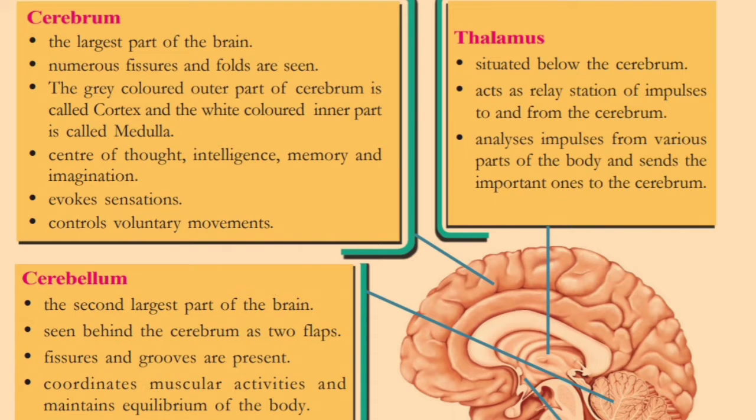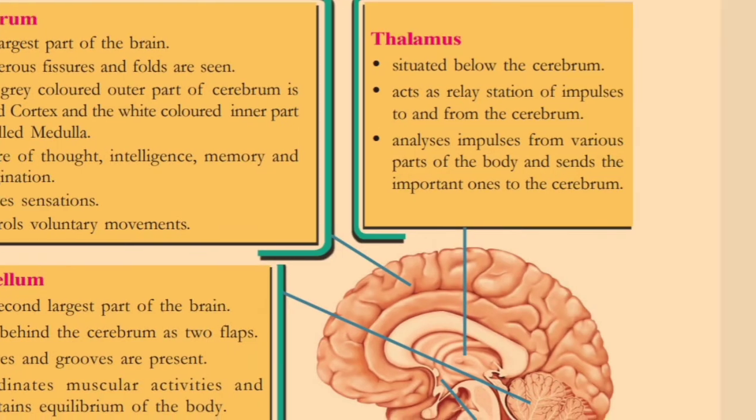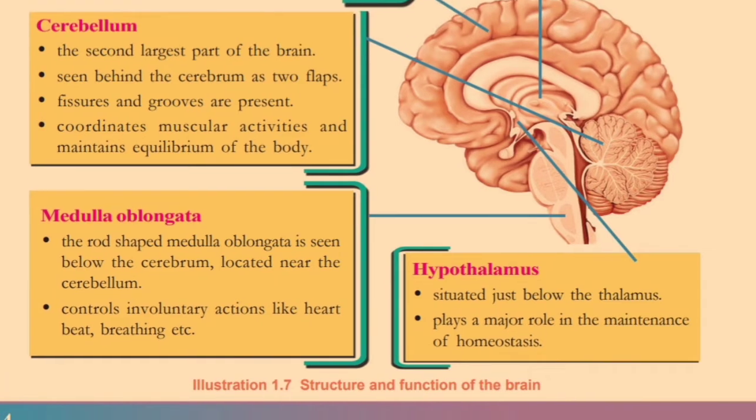Thalamus analyzes impulses from various parts of the body and sends the important ones to the cerebrum. It analyzes impulses from various parts of the body, realizes the important ones and sends them to the cerebrum. This is the function of thalamus. Then the next one is known as medulla oblongata. Medulla oblongata is a rod-shaped part seen below the cerebrum located near the cerebellum.